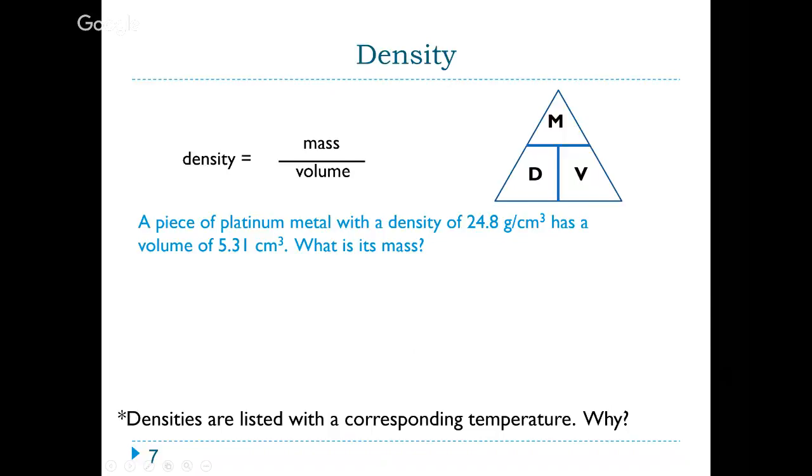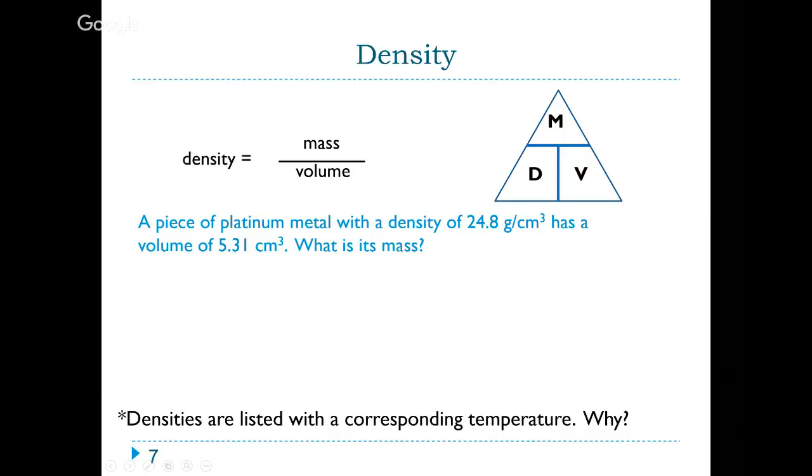What it's giving me is that I have a density. So I would record what my density is, 24.8 grams per centimeter cubed. I'm also told that I have a volume of 5.31 centimeters cubed. Those are my given pieces of information. I'm asked to find the mass.